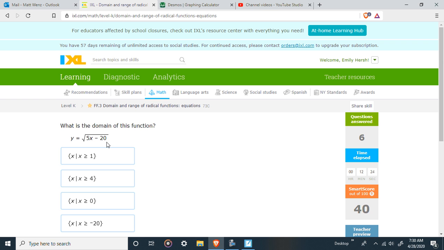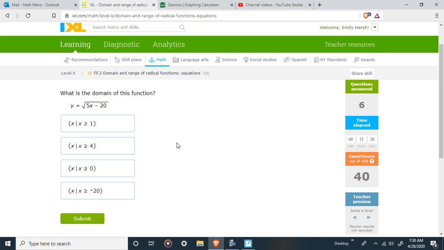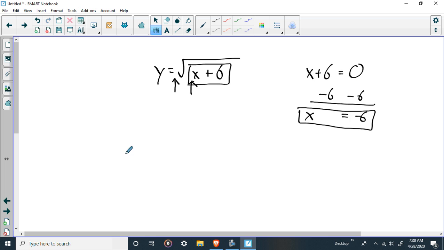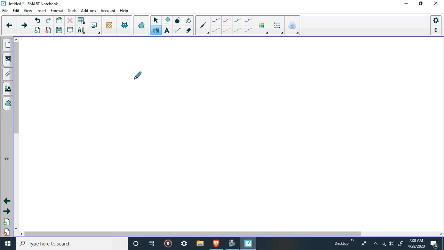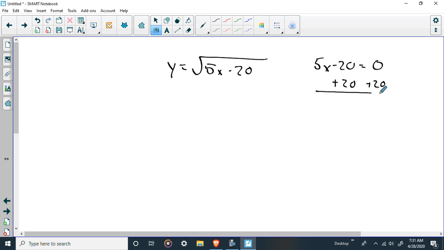Okay, a little bit tricky here. Again, the domain. What do we have to do? We have to set this equal to 0. And I know your gut instinct says move this over 20 spots. You can't. So let's say y is equal to the square root of 5x minus 20. What are we going to do? Take what's in here, set it equal to 0. So I'm going to add 20. 5x is equal to 20. I'm going to divide by 5. And what do I find out? x is equal to 4. So my x values either start at 4 or they end at 4.